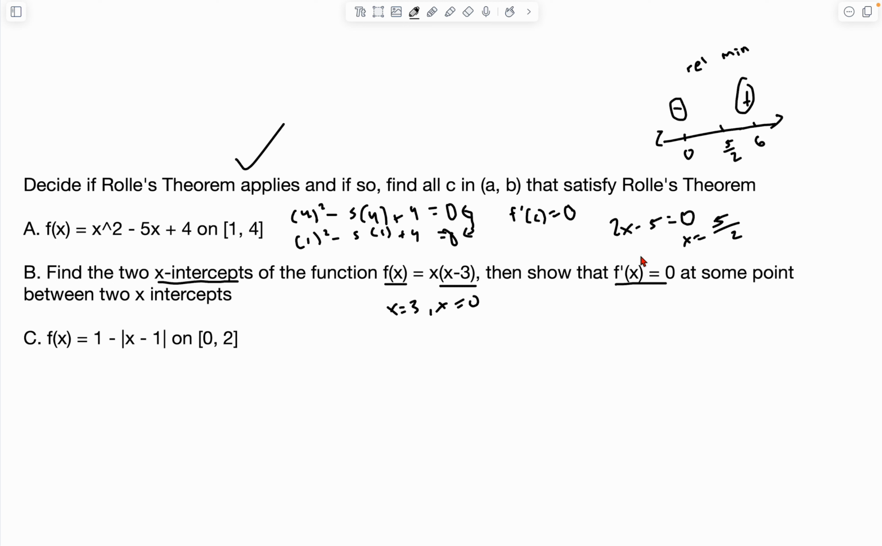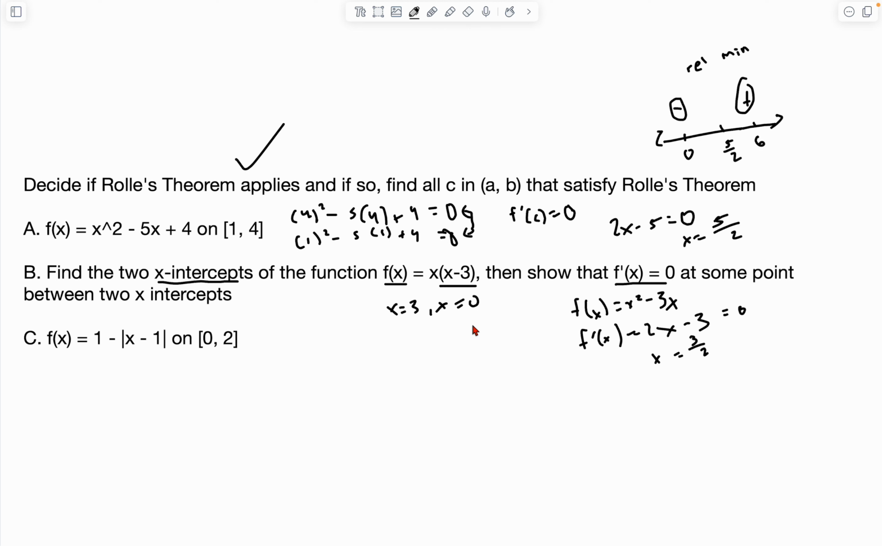Okay, now it wants us to do Rolle's theorem. So we can just take our derivative. If f(x) equals, expanding this, x squared minus 3x, what is the derivative? Bring the 2 down, make that exponent 1, 2x, minus 3. That's our derivative, right? Setting it equal to 0, we get x equals 3 halves, which means at x equals 3 halves the derivative is 0, which is in fact between the two x-intercepts.